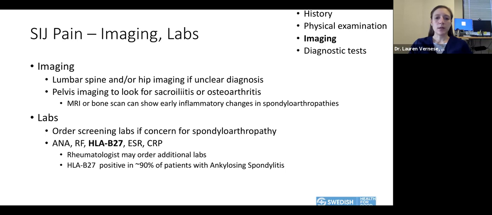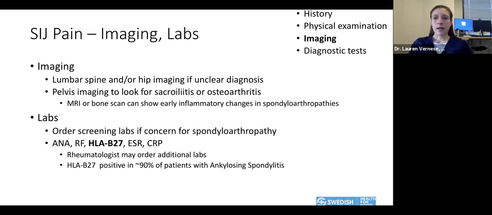Then also you might be looking at the pelvis for sacroiliitis or osteoarthritis. So in a patient who I'm concerned about, say that young male who has low back pain and morning stiffness, and I'm concerned about ankylosing spondylitis, I'm going to start with x-rays of the pelvis. And then sometimes I get an MRI. I typically don't order bone scans. Usually an MRI is sufficient to show early inflammation in the sacroiliac joints.